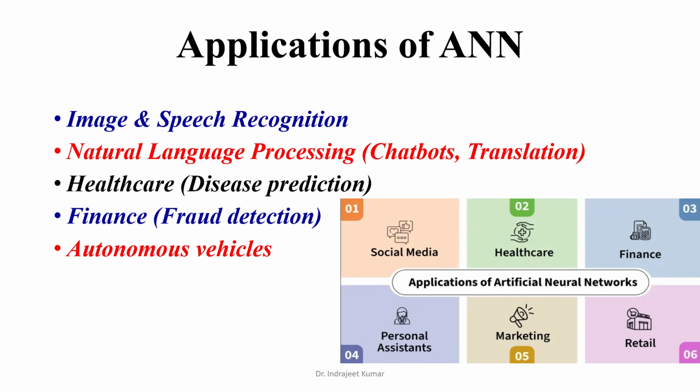Artificial neural networks are used in many real-world applications: image and video recognition, face detection, object recognition, speech and voice processing, virtual assistants like Siri and Alexa, medical diagnosis, predicting diseases from patient data, financial forecasting, stock market prediction, self-driving cars, analyzing sensor data for autonomous navigation. In short, ANNs learn patterns from data to solve complex tasks across industries.